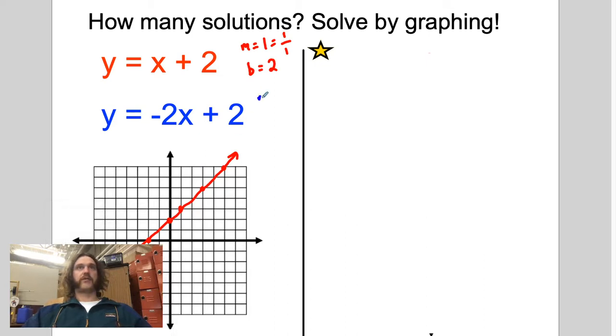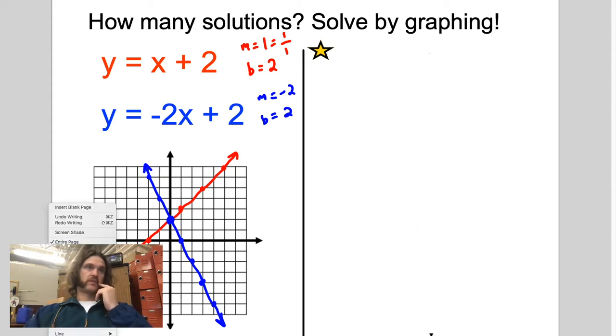Okay, in blue, let's identify m and b. m is -2, b is 2. Okay, so our y-intercept is 2. Oh, they have the same y-intercept. Okay, so when I plot the rest of my points, slope of -2, down 2 over 1, we're going to see here that we have just found the solution to our system of equations. Sorry, I'm freehanding these. Got it. We just found the solution to our system of equations.